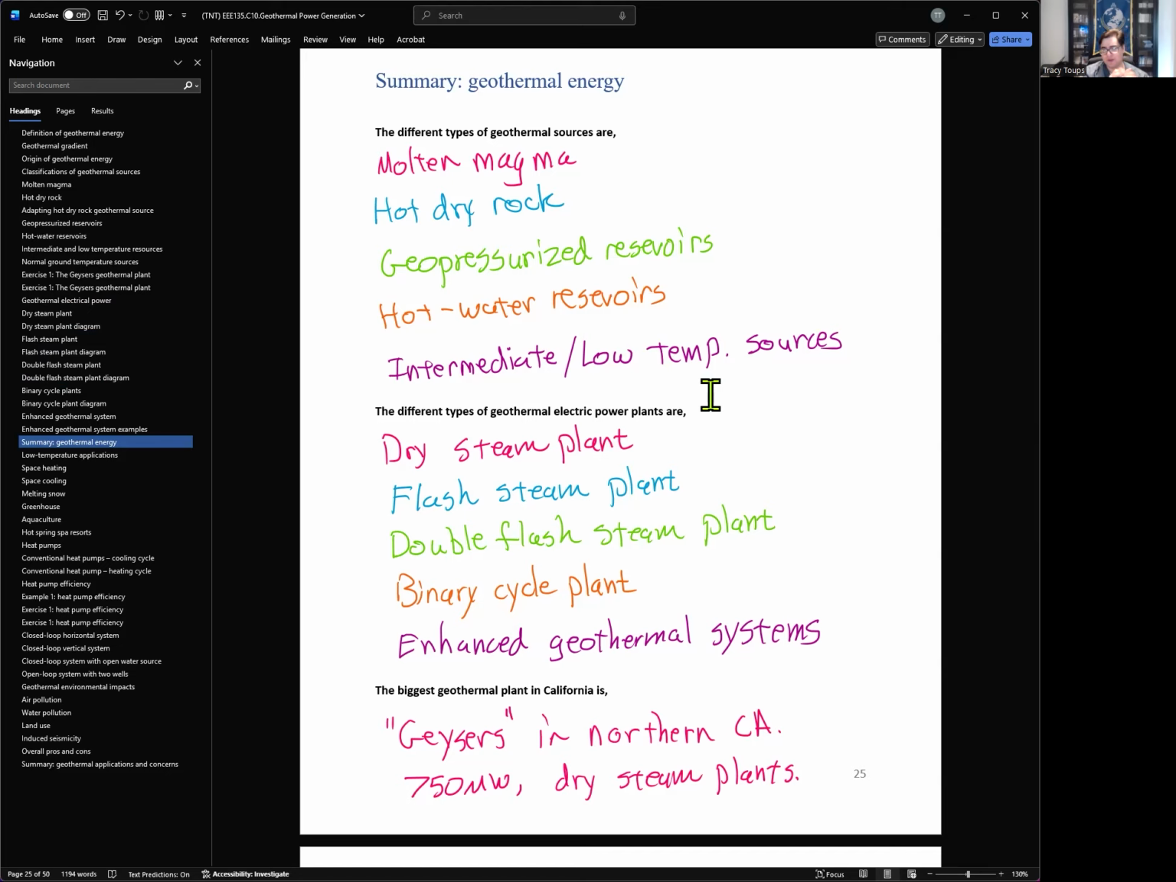Okay. The biggest geothermal plant in California is the Geysers in Northern California. It's roughly 750 megawatts of production. It's a dry steam plant and it's very famous in the geothermal world.